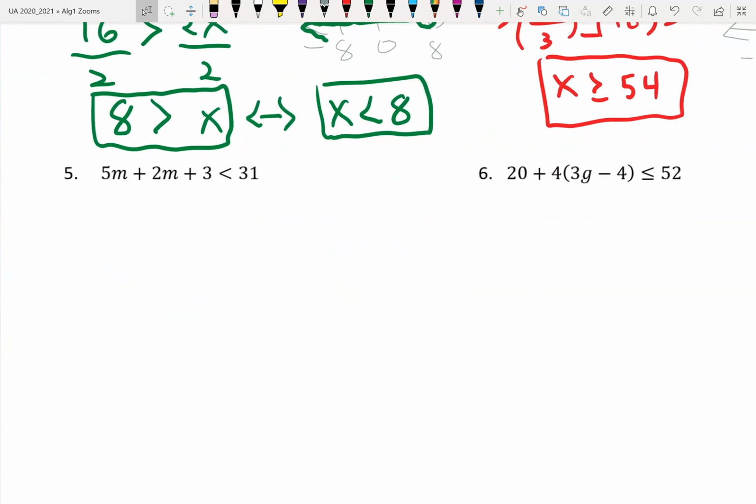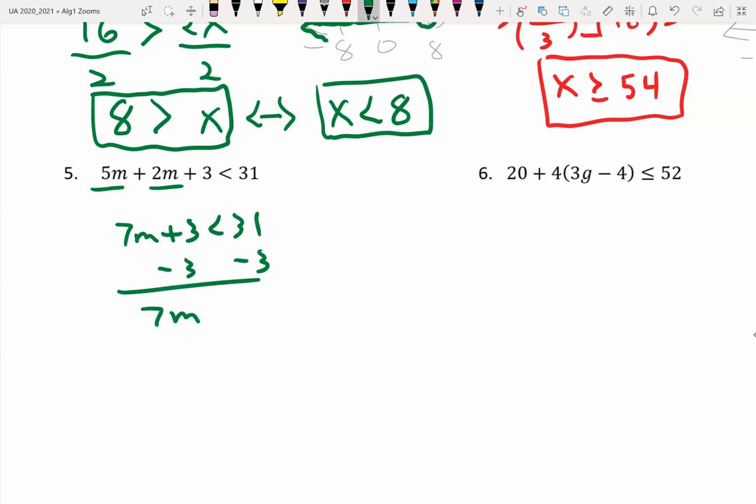Number 5. First, combining like terms. 5m and 2m is 7m. Then subtracting 3 on both sides. 7m is less than 28. Dividing by 7 on both sides. M is less than 4.